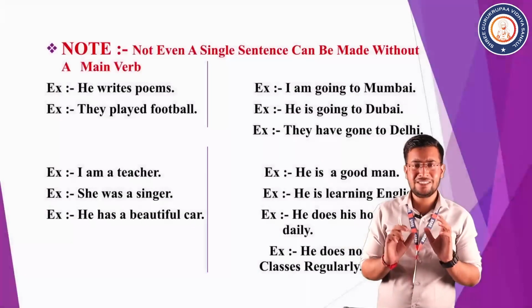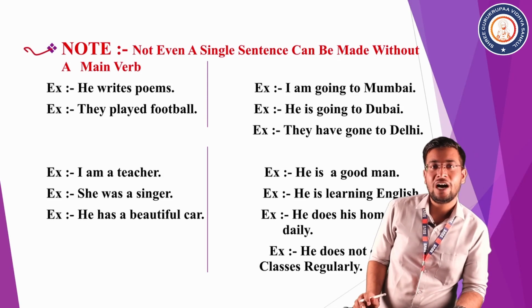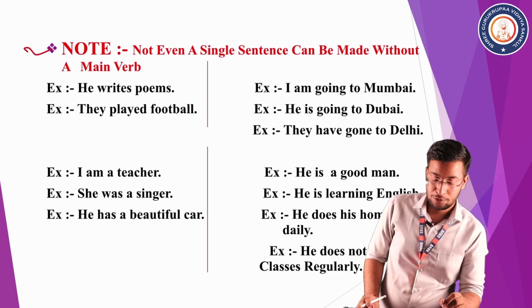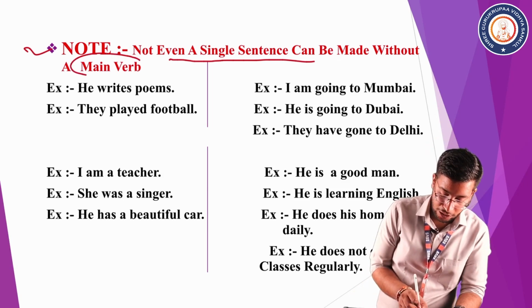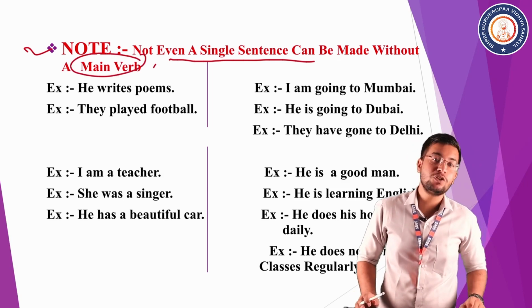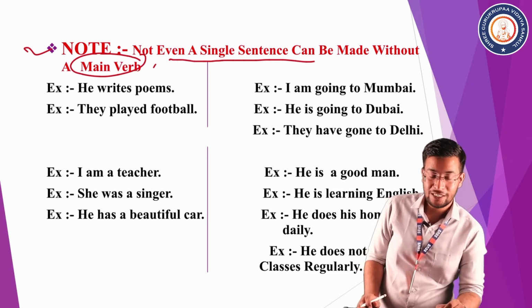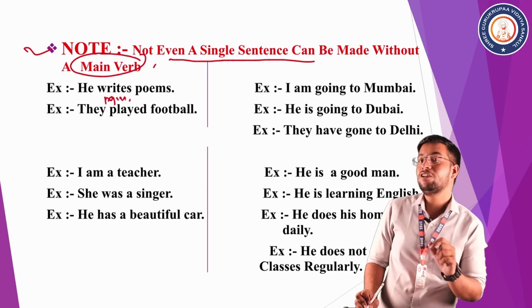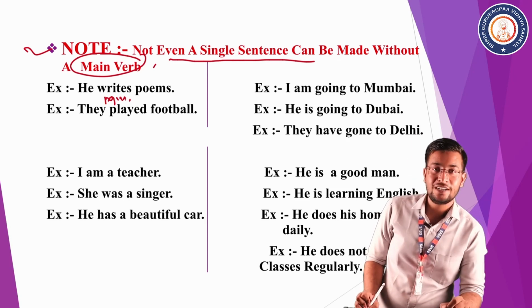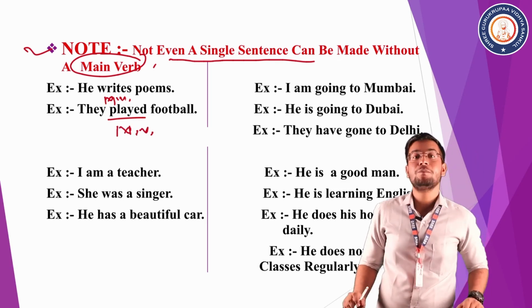So now let's understand a very good concept, and I advise you to note down this point: not even a single statement can be made without a main verb. So it is not possible to make a statement without a main verb. Now let's look at this example. He writes poem. So in this example, writes is our main verb. Now let's look at another example. They played football. So played is used as a main verb here.